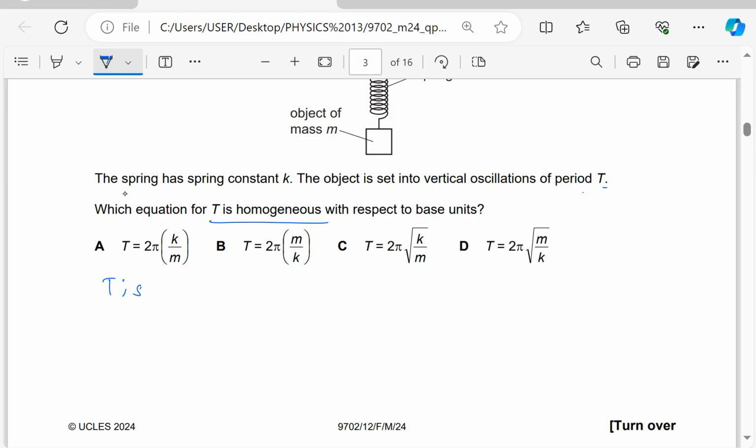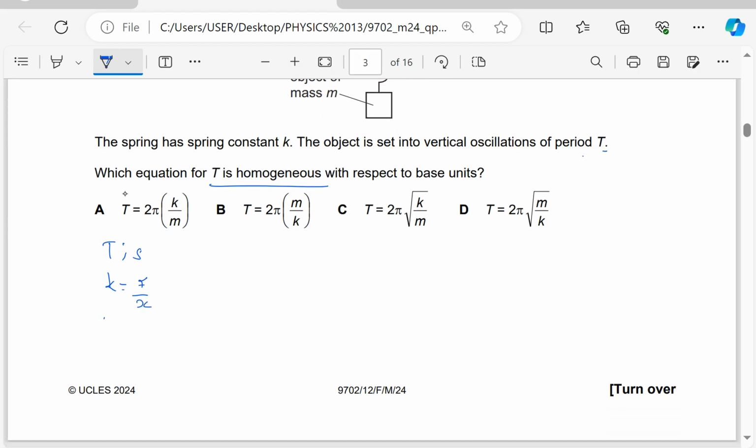K is the spring constant, and we know that K is equal to the force over extension. So it means the units for K are going to be for force, which is kilogram meters per second squared, divided by extension, which is meters. So it means the units for K are kilogram per second squared. Those are the units for K.